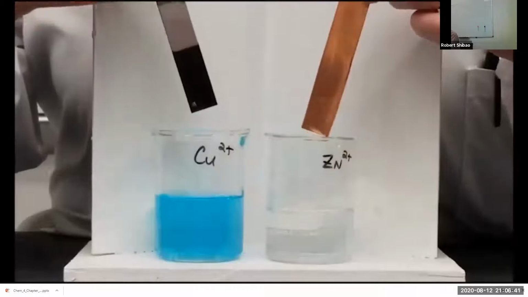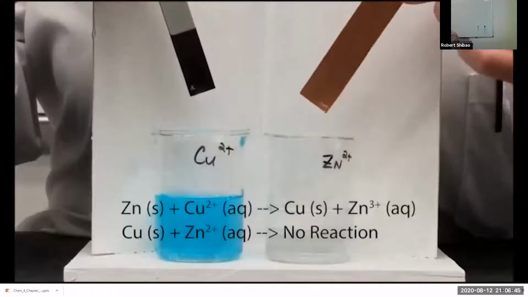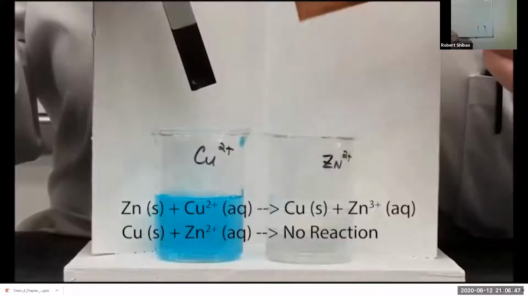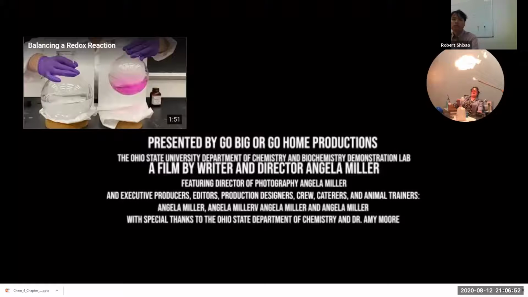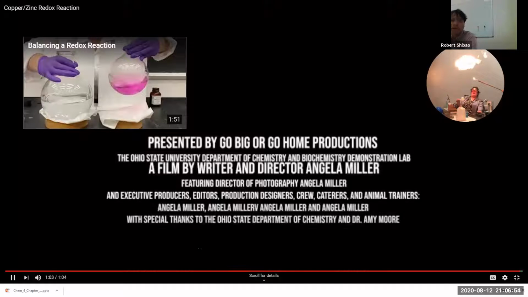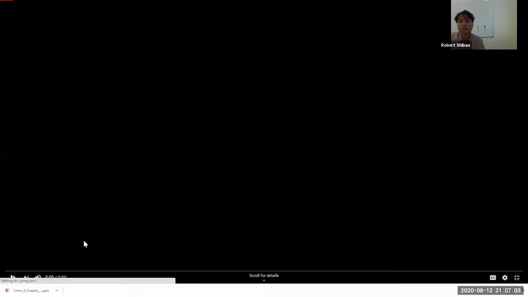You can see the zinc metal turned dark due to the formation of solid copper on the surface. For the zinc and copper metal reaction, there was no reaction. Spontaneous just means that there's a driving force. So spontaneous reactions have a driving force. Non-spontaneous reactions, there's no driving force.